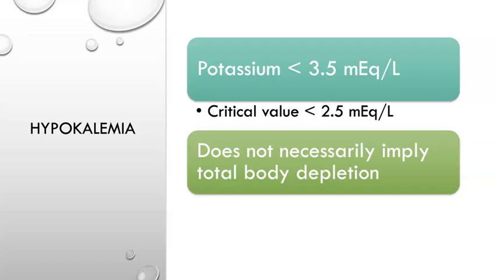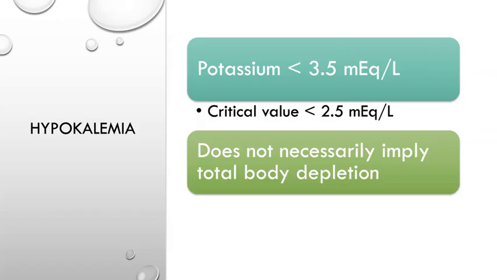Hypokalemia is defined as a serum potassium less than 3.5 milliequivalents per liter. Because potassium is necessary for muscle activity and rhythmic cardiac contraction, identifying and resolving hypokalemia is important. Hypokalemia does not imply total body depletion of potassium.